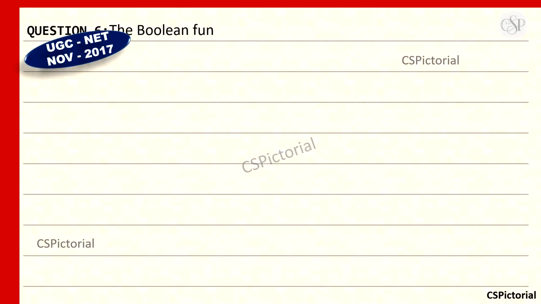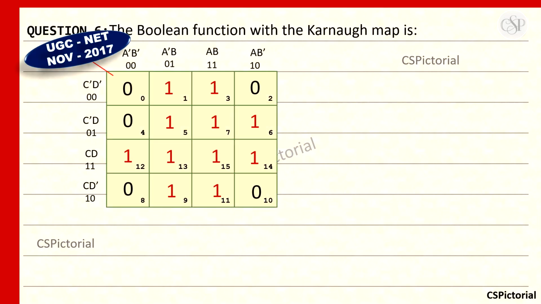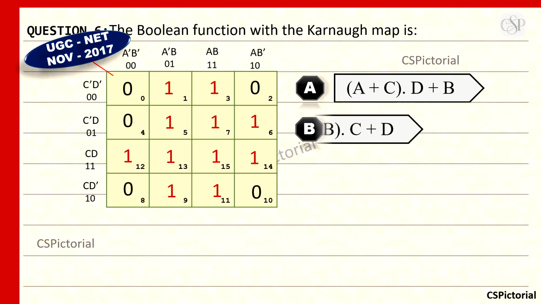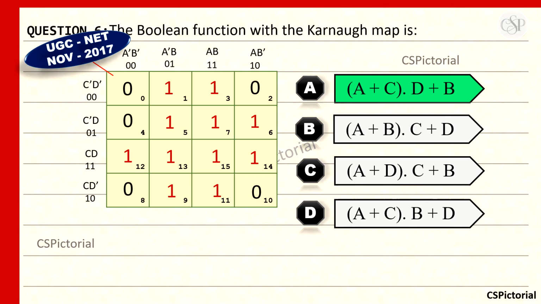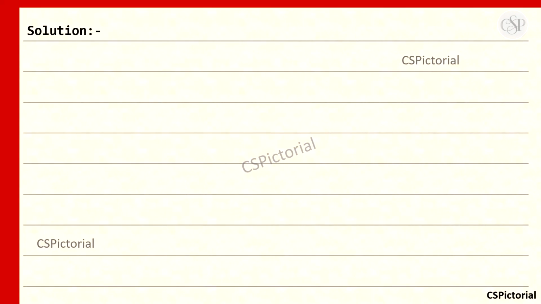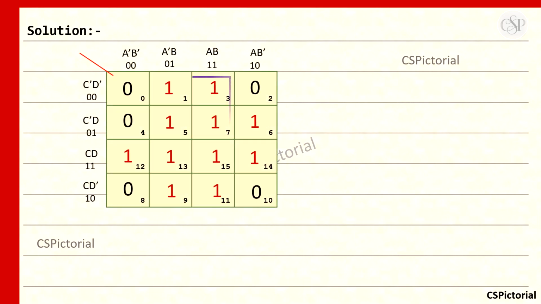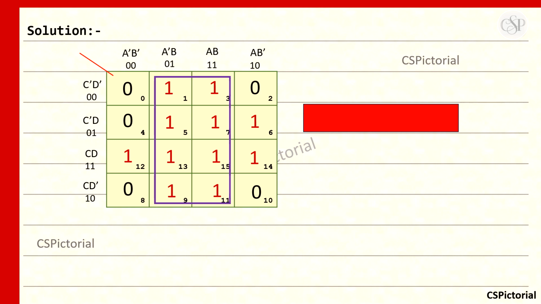The Boolean function with the given Karnaugh map is, the options are given. The answer is option A plus C into D plus B. First, we make the largest possible group an octet. This octet cancels out the terms A bar, C bar and D bar, leaving B in the final expression. Then we make this quad, leaving the term AD. Then this quad gives the term CD.